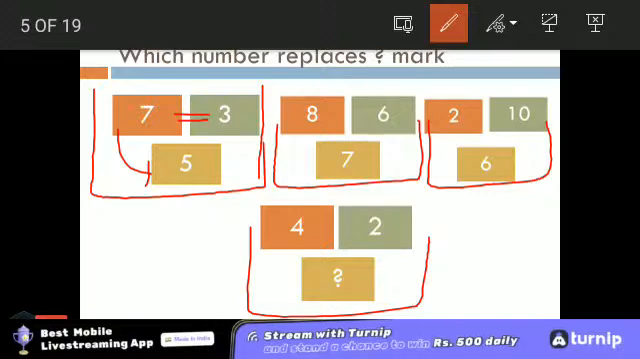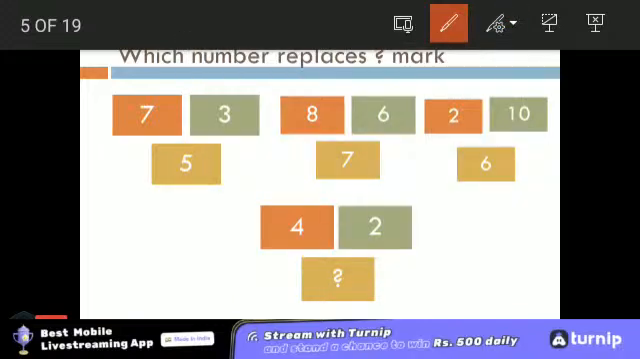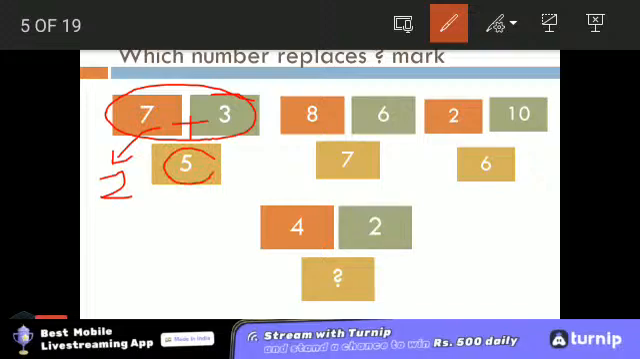Very good. See students, when you will be observing it, you have to see. If we will add the first two, that is 7 plus 3, it gives us 10. And when we will divide 10 by 2, we will get 5. That means we are taking out the average. What we do in the average? We just add the top two numbers and then divide by 2. So 7 plus 3 gives us 10 and 10 divided by 2 gives us 5.